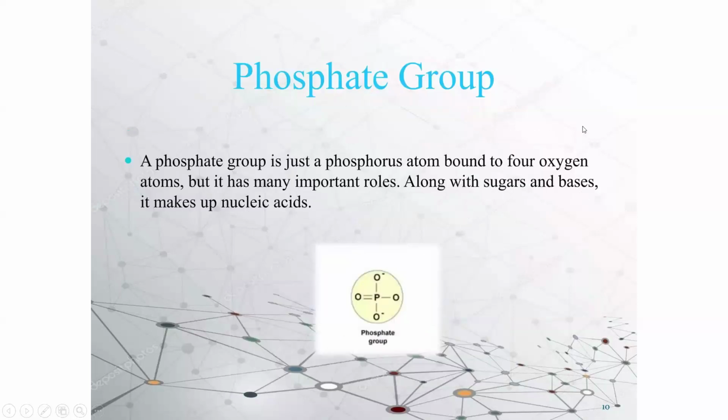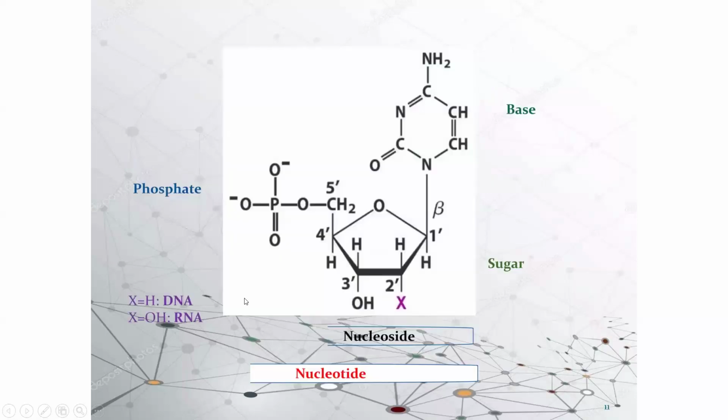Next is the phosphate group. A phosphate group is just a phosphorus atom bound to 4 oxygen atoms. Here the phosphorus is attached to the 4 oxygen atoms, but it has many important roles along with the sugar and bases, and it makes up the nucleic acid. This is a phosphate group. It is bound to the sugar molecule, and the sugar molecule is bound to the base. Nucleoside.